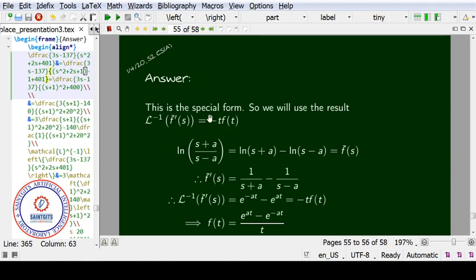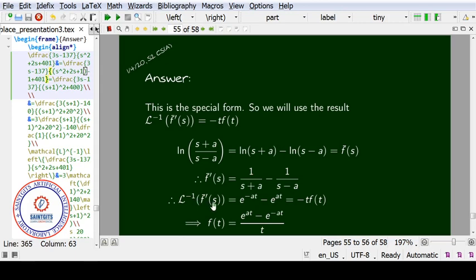This is in the special form, so we will use the result L inverse of f bar dash of s equals minus t into f of t. So we have to find f bar dash of s. We write f bar of s like this: ln of s plus a by s minus a. It is of the form ln of a by b, so ln of s plus a minus ln of s minus a. It is f bar of s. Now find f bar dash of s because I need this. Derivative of logarithm is 1 by s plus a. Again minus, we put minus here. Derivative of log s minus a is 1 by s minus a. Derivative of logarithm is 1 by that argument. So we got this. Now we apply this result.